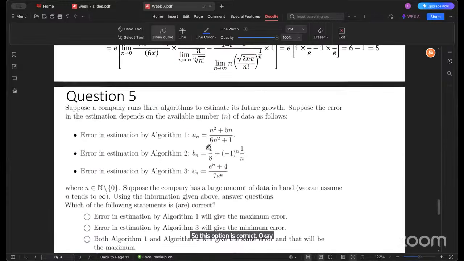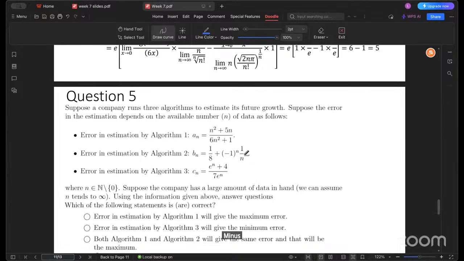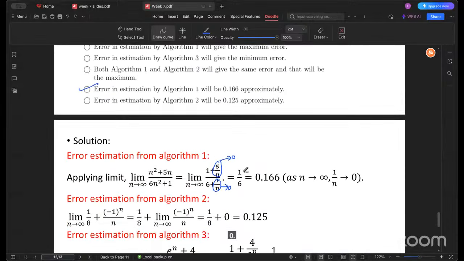Okay. And for the second part, this is just a number. So what about this function, minus 1 power n by n? Both tend to 0, so you have to consider. As n goes to infinity, this value goes to 0. Hence, you see that the answer is 1 by 8, which is 0.125. So this is also correct.